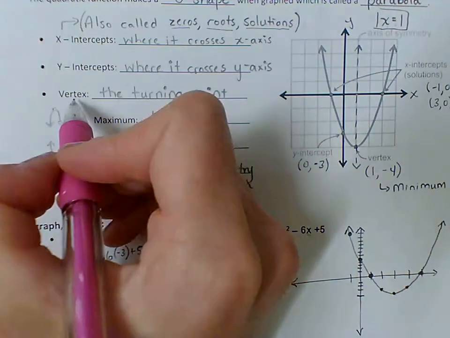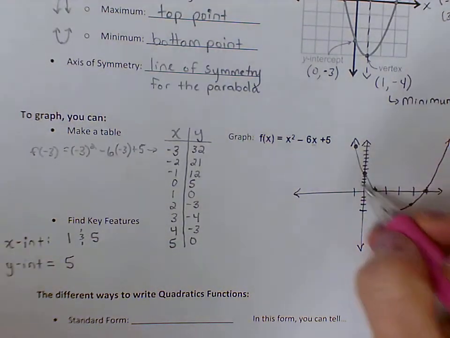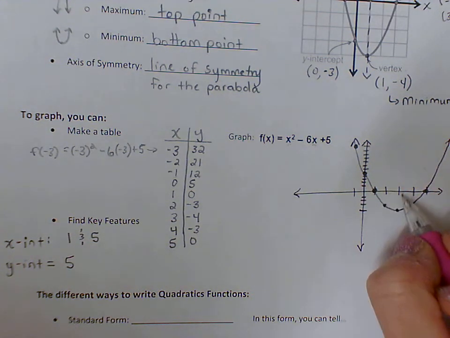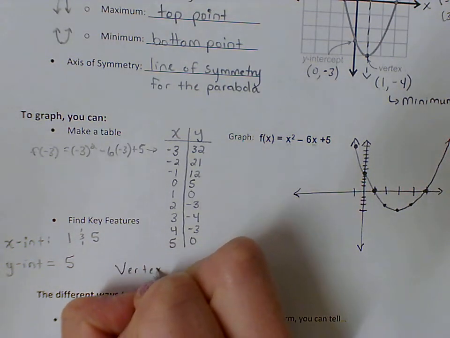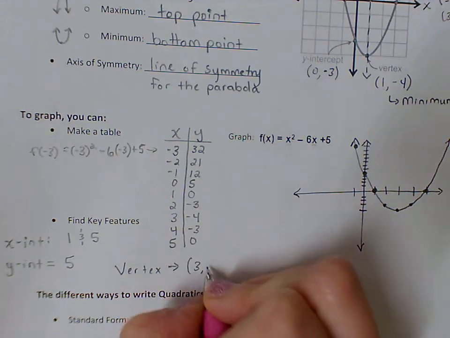So let's see, what else could we find? We could find the vertex, which is the turning point. So the vertex, the turning point of my parabola, was right there. It's the one in the very middle where it turns. And the coordinate of that one is 3, negative 4. So you would write the vertex is at the coordinate 3, negative 4.